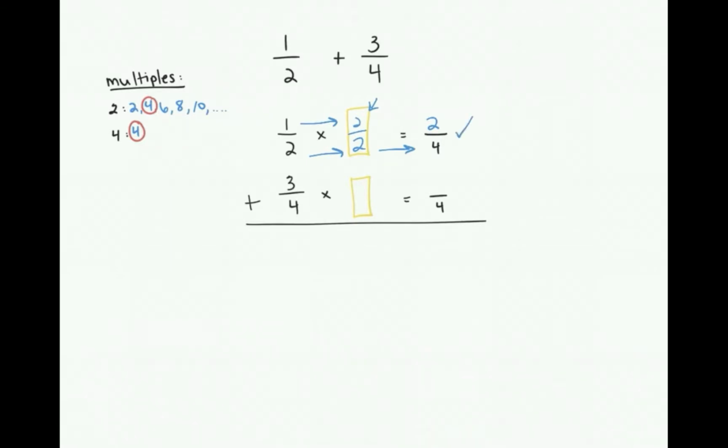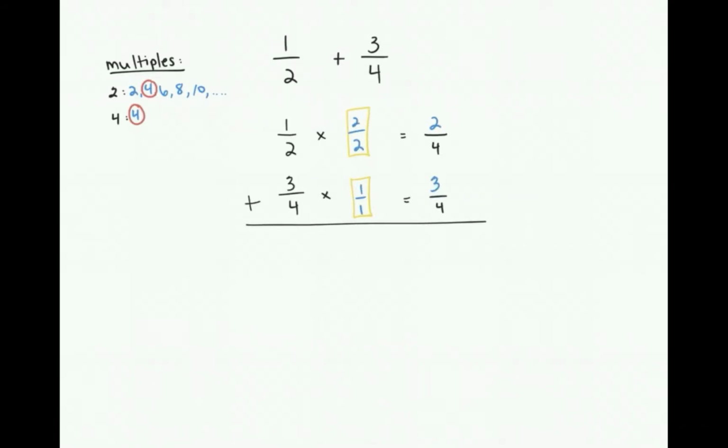If I multiply 3/4 by 1 over 1, because that will get me my denominator of 4, and again, I'm multiplying by a fraction that equals 1 whole, not really changing the fraction. If I multiply my numerator, 3 times 1 is 3. 3/4 actually stayed the same. Now that I have a common denominator of 4, I can find the sum. 2/4 plus 3/4 equals 5/4.